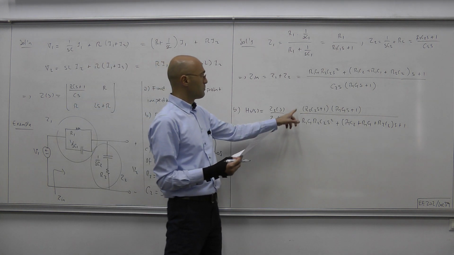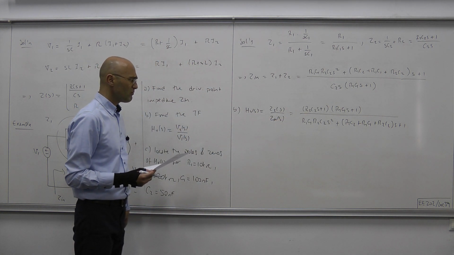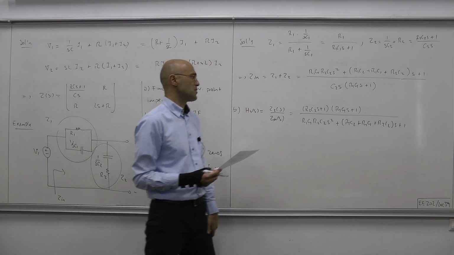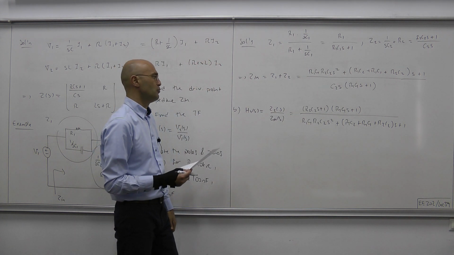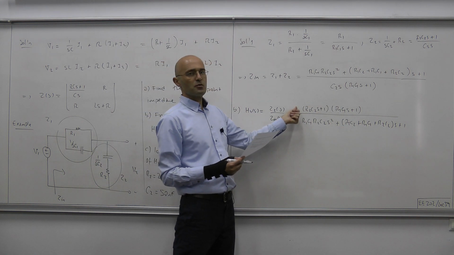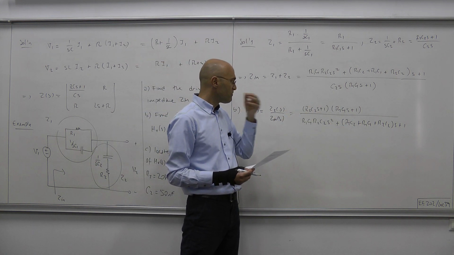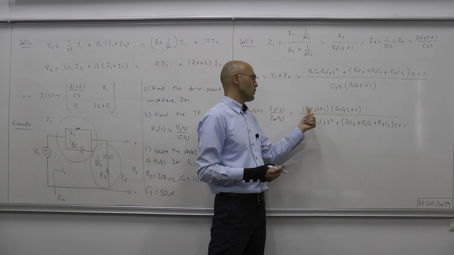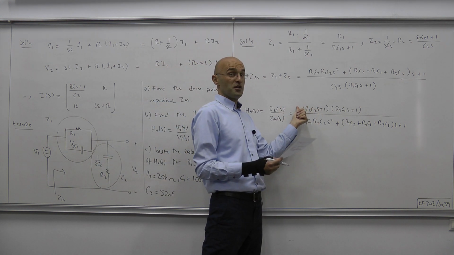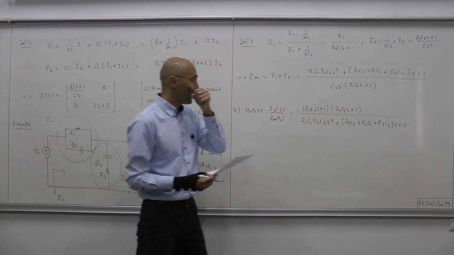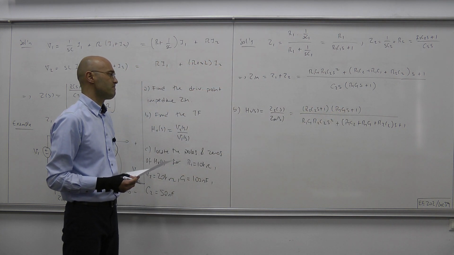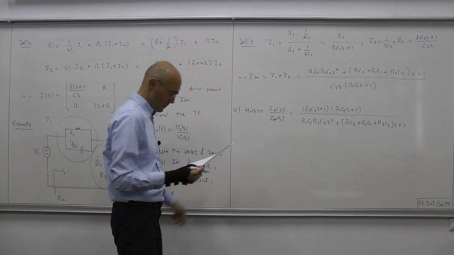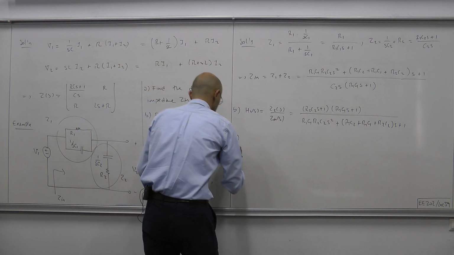Now, the poles are the roots of the denominator polynomial, and the zeros are the roots of the numerator polynomial. The zeros are obvious. We have minus 1 over R2 C2, that's one of our zeros, and the other zero is at minus 1 over R1 C1. Okay, to figure out the poles, let's use the numerical values. So that's part C.